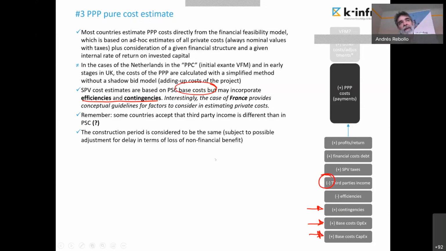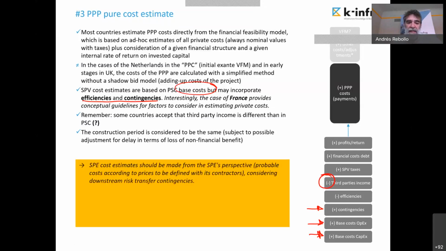But we know that there could be some adjustment in terms of non-financial benefit, I mean, the cost-benefit implications for the higher reliability of the PPP contract. SPV cost estimates should be made from the SPV perspective: the probable cost according to the prices that they will define to the contractors, considering downstream risk transfer, no contingencies. So this is very important for me. Not all the countries are accepting that, that we cannot use the same base cost as in the PSC, but we need to incorporate contingencies and maybe leave some space for efficiencies.